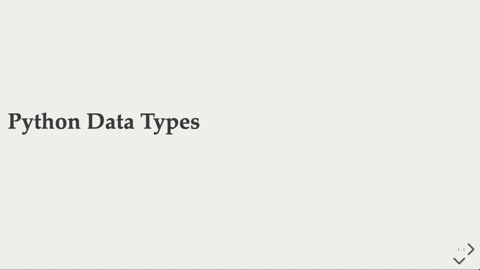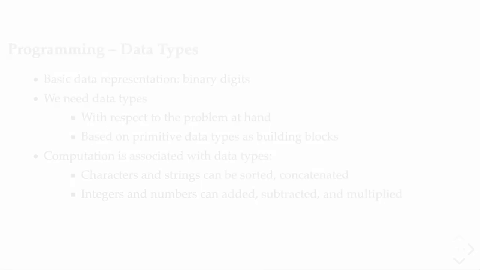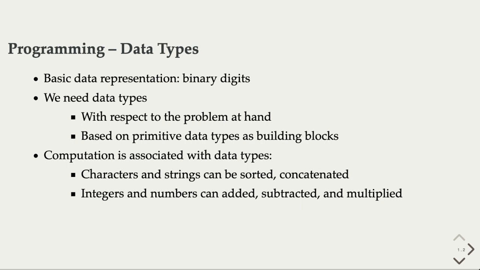Let's talk about Python data types. On the low level, all data and variables in the computer are represented with binary digits, 0 and 1s. On the application level, however, we need different data types and ways in which data can be operated with respect to the problems that we have.